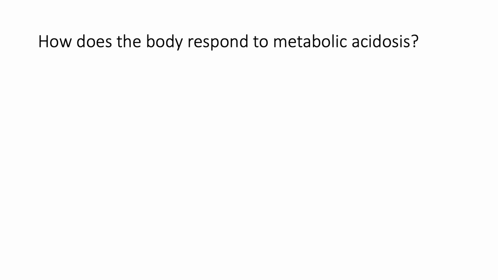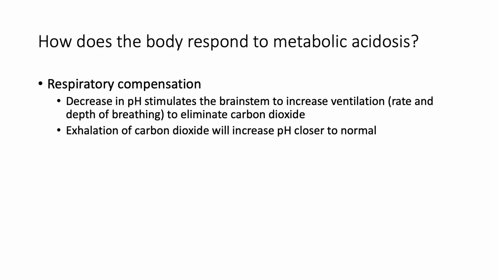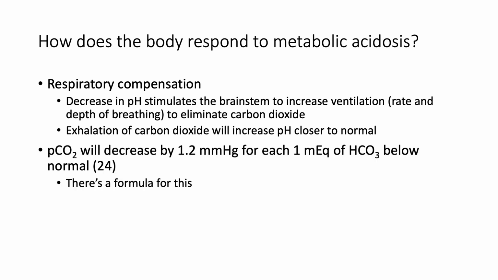So how does the body respond to metabolic acidosis? Well, your brainstem is going to detect that drop in pH, and it's going to increase your ventilatory rate, so both your rate and your depth of breathing, to eliminate carbon dioxide. And by exhaling that carbon dioxide, you will be able to increase the pH closer to normal. So you'd expect the PCO2 to decrease by 1.2 millimeters of mercury for each 1 milliequivalent of bicarbonate below normal.